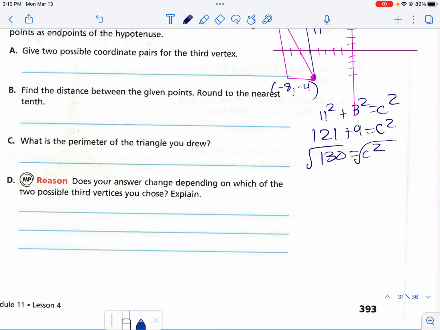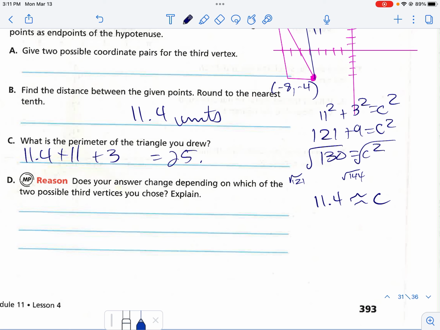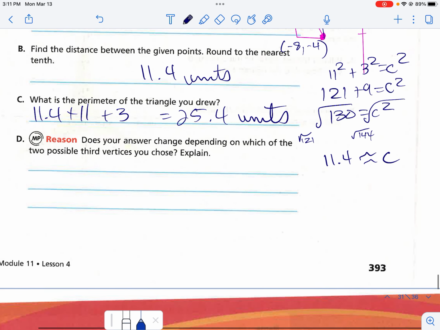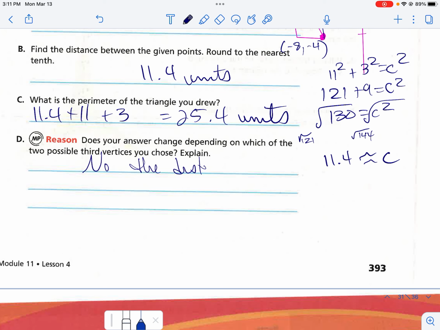Take the square root. It's between 121 and 144. And what did I say that was? 11.4-ish, I think, the last time. So 11.4-ish. And yes, that's supposed to say units. So what's the perimeter? So 11.4 plus 11 plus 3, 22, 25.4 units. Does your answer change depending on which of the two? No. The distances are the same.